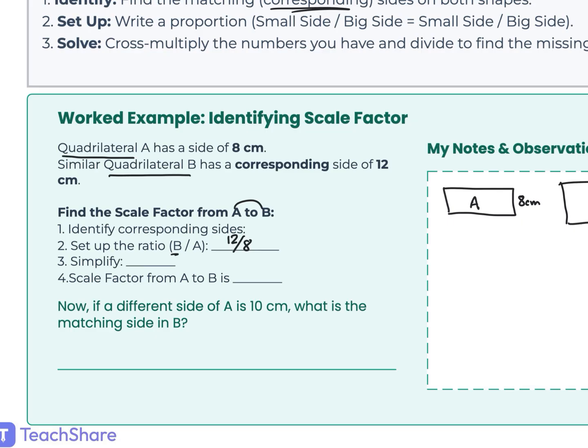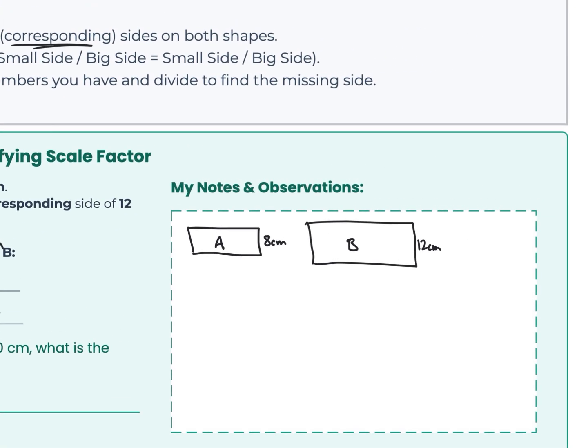We want to simplify that. 12 and 8 can both be divided by 4, which would give us a ratio of 3 to 2. I'm going to go ahead and change it to a decimal. And so in this case, our decimal would be 1.5. So our scale factor from A to B is 1.5, meaning we had to take our dimensions from A, multiply them by 1.5, and that's how we got our dimensions for B. So B is 1.5 times bigger than figure A.